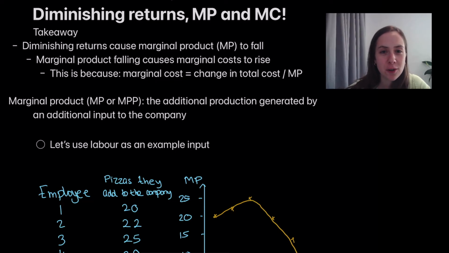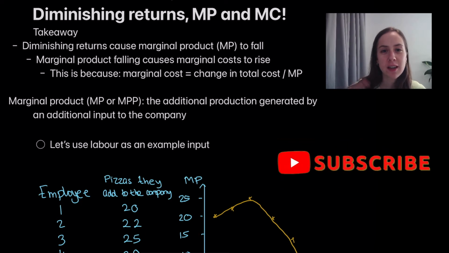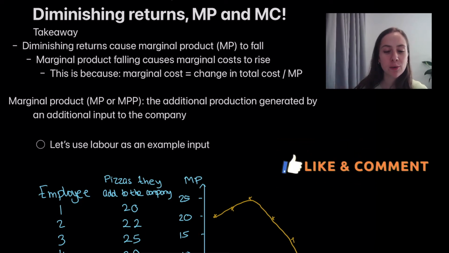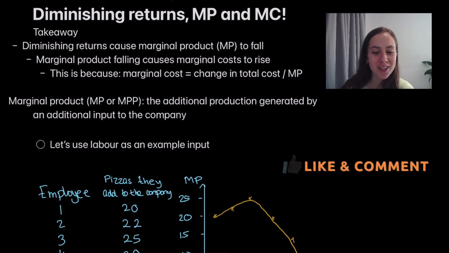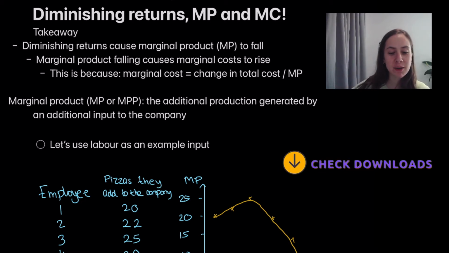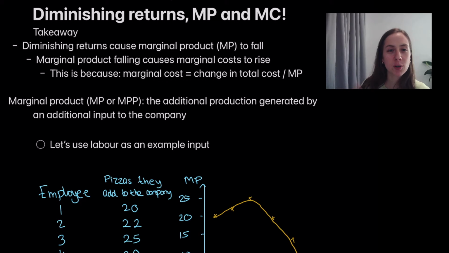I'd like to do a video on marginal product and marginal cost and how diminishing returns links it all together to cause all those lovely shapes. So the takeaway is: diminishing returns causes marginal product to fall. That's really important to remember, so be sure to write that down. Marginal product falling then causes marginal cost to rise.